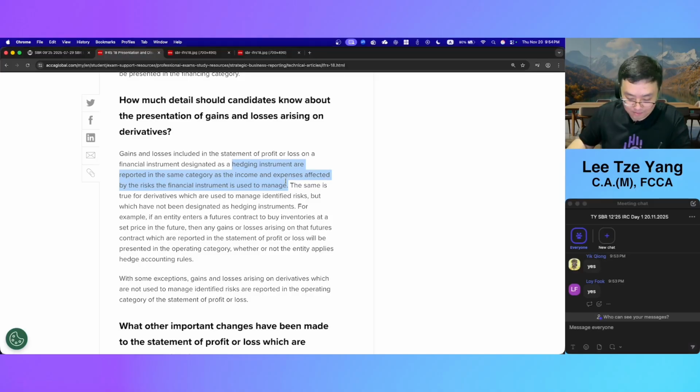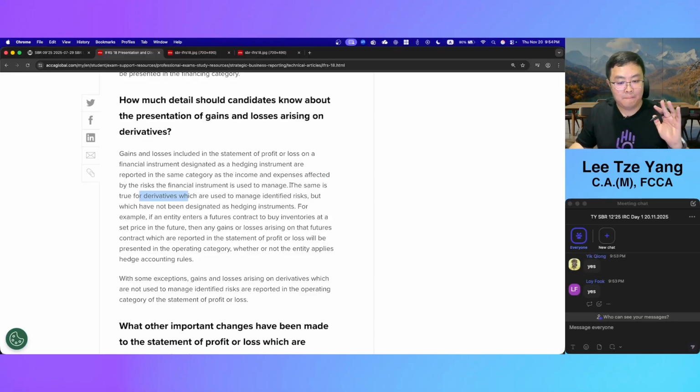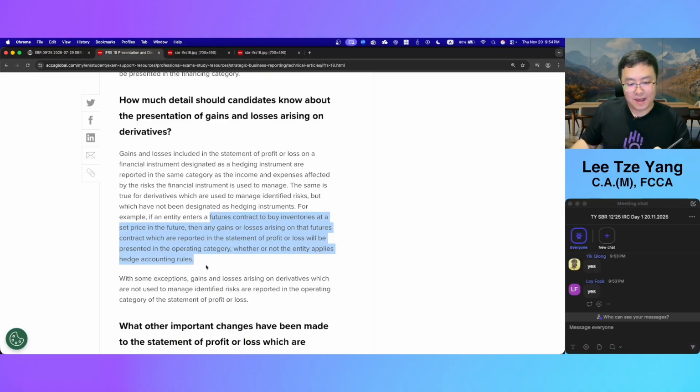That's the idea. Now, even if it is not hedging, like even if you don't apply hedge accounting, but if the purpose is to manage risk, you use the same rules as well. Follow the transaction that you want to hedge. So here they say, if you enter a futures contract to buy inventory, operating, whether or not you apply hedge accounting rules. Now, if it is not to manage risk, then operating.